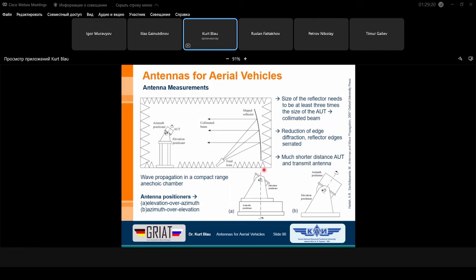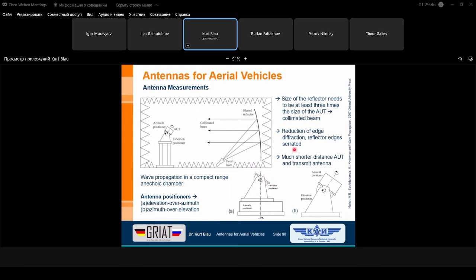Sorry, first it's elevation. This turns, and then after this measurement you bring the positioner in position in this plane, and then you can turn the antenna in the azimuth plane. This is the azimuth plane. But first of all, the antenna is turned in the elevation plane.